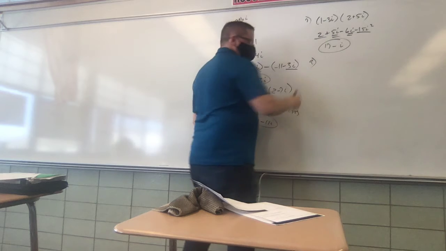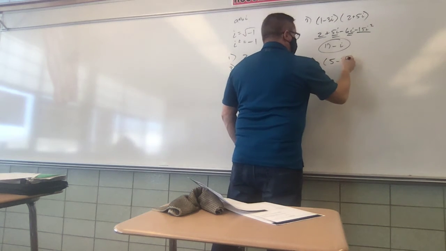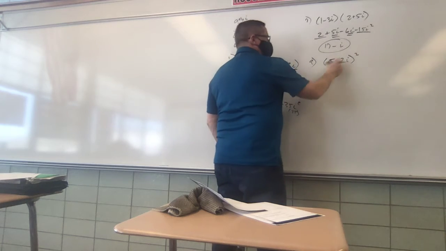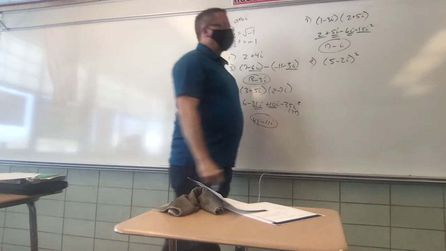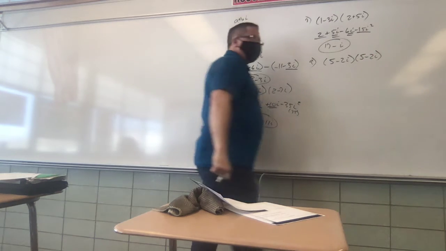Number 9. 5 minus 2i squared. We've talked about this a few times. We don't just square both those. That's not the way you do it. When you square something, you times it by itself. So it's 5 minus 2i times 5 minus 2i. Then it's the same problem we just did.